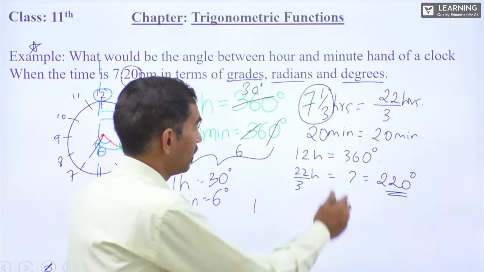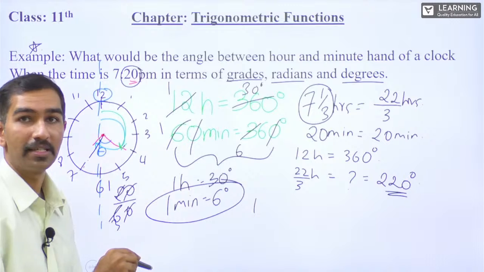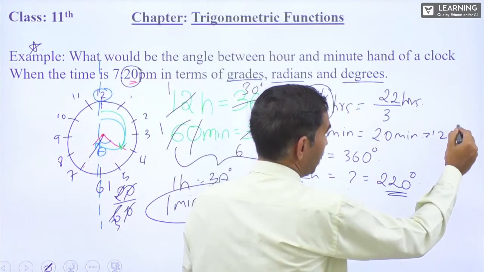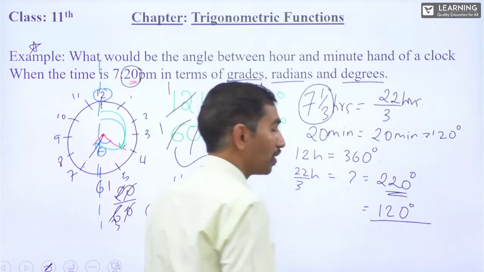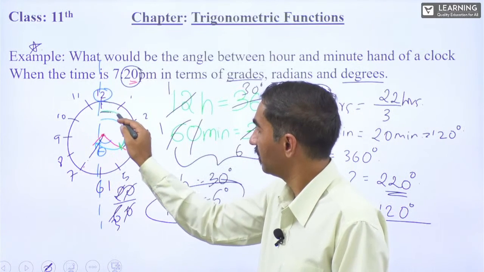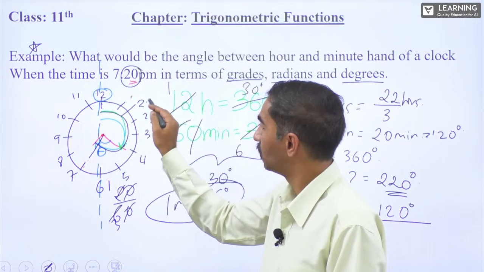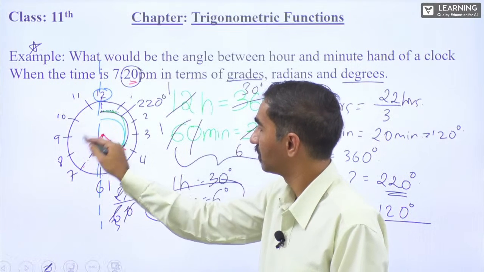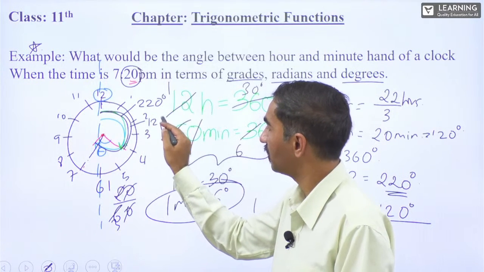So similarly, 20 minutes, 1 minute is equal to how much you see here? 1 minute is equal to 6 degrees, right? So 20 minutes will be equal to 120 degrees. So this is 120 degrees. Now have a look at the diagram, students. See this. From this blue line until this red line, what is the angle? 220 degrees. Again, from this reference blue line until the minute hand, what is this angle? This angle is 120 degrees.